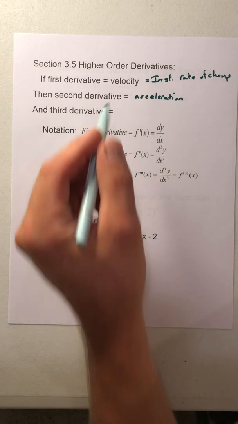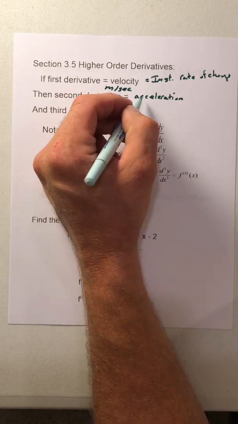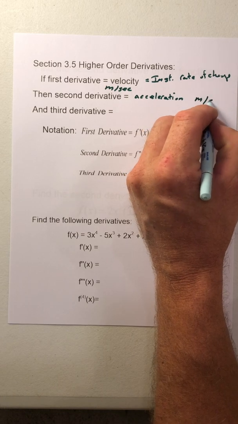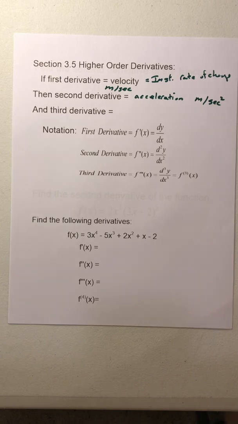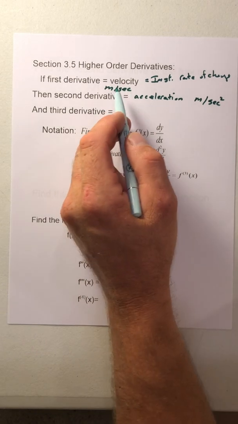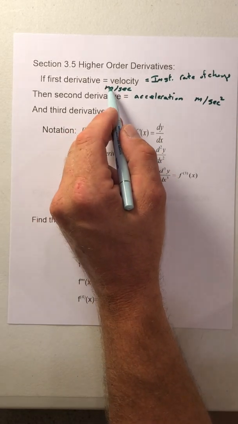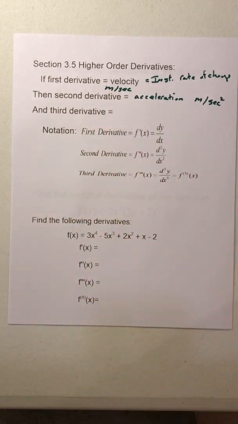Little side note there, remember velocity would be maybe meters per second. Our acceleration would be meters per second per second, or meters per second squared. So it's always good to be able to indicate what we're working with, especially with our word problems, or our relative word problems there. So meters per second is velocity, meters per second squared is acceleration.